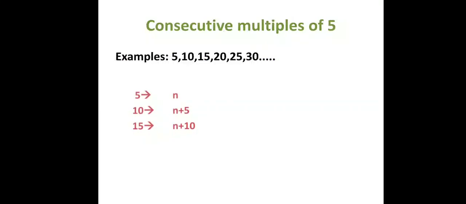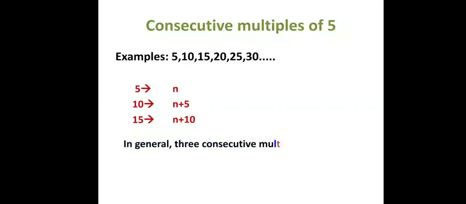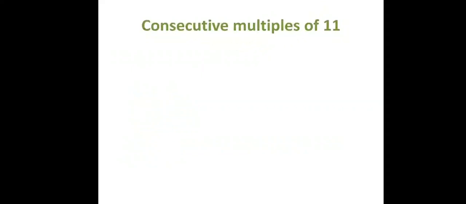Consecutive multiples of 5. A few examples are 5, 10, 15, 20, 25, 30. Students, here you can see that the second consecutive multiple of 5 is more than the first one by 5 and the third consecutive multiple of 5 is more than the first one by 10. So in general we can say that the three consecutive multiples of 5 are n, n plus 5 and n plus 10.